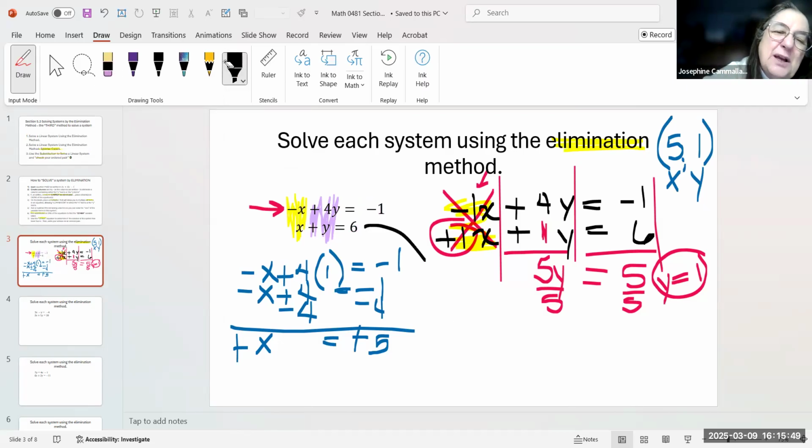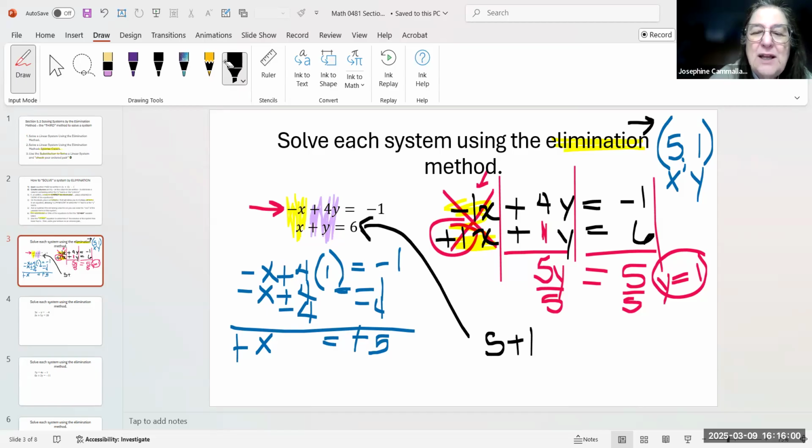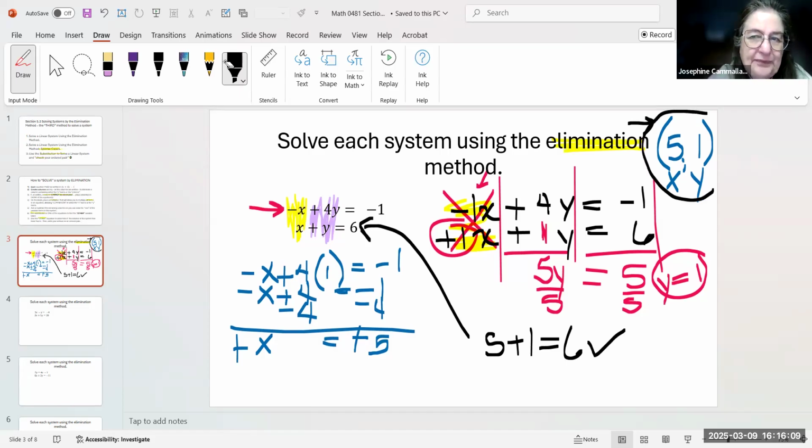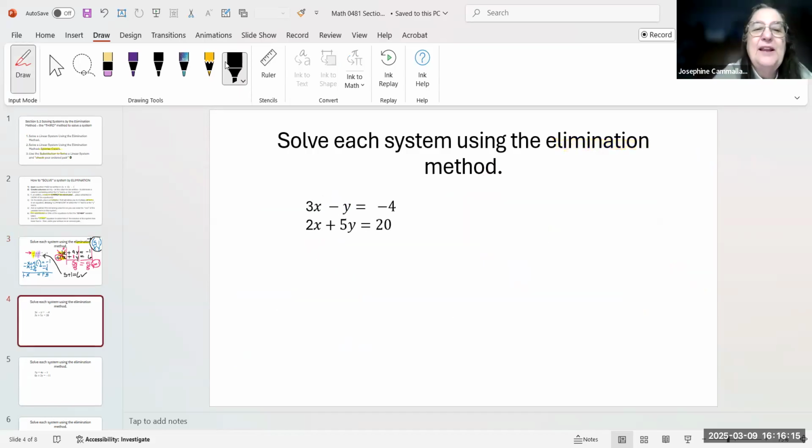Okay. This one that says x plus y equals 6. Well, I'm going to come here and write 5 plus 1. Does it equal 6? Yes. This is my answer. 5, 1. Well, let's try again. Okay, now this one, not nice.